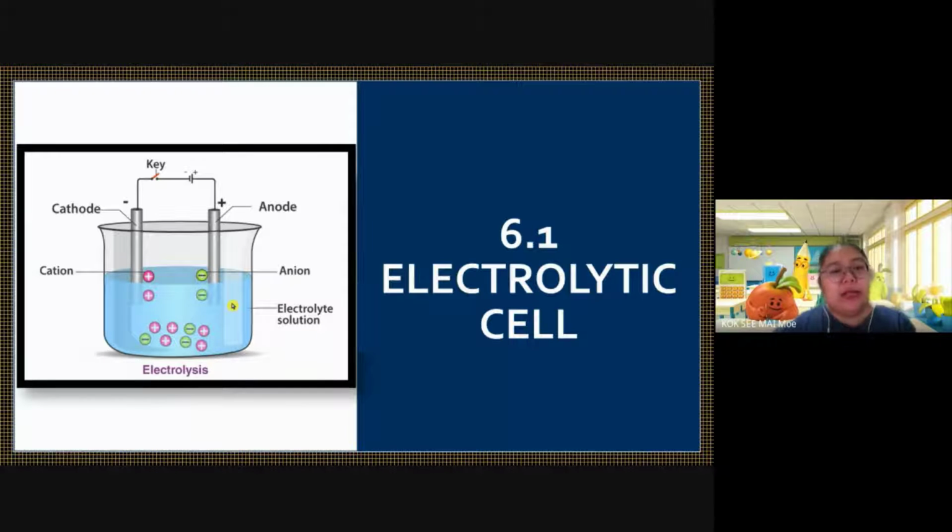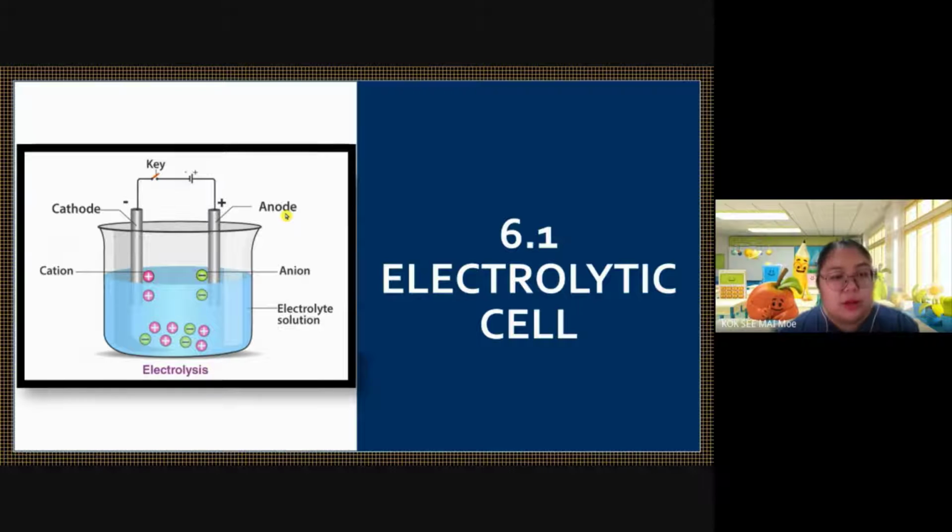But these ions, if there is no electricity, cannot move. So you must join it with a battery or a power supply. Then the electricity makes the ions move and separate into positive and negative. Now you can see here there are two plates. These are called electrodes. The plate joined to the negative terminal we call the cathode, and the other plate joined to the positive terminal we call the anode.